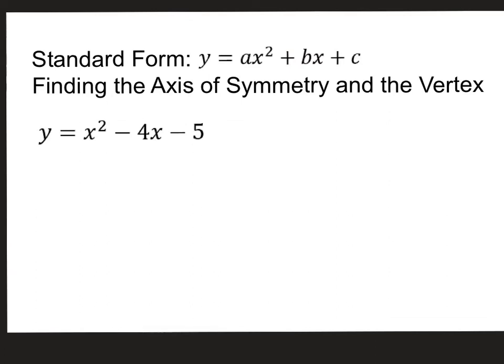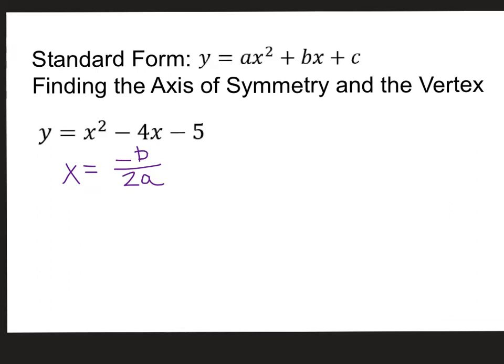To determine the axis of symmetry from a standard form equation, there's a really simple equation for it. It says x is equal to negative b over 2a, where b is the coefficient of the x term and a is the coefficient of the x squared term.